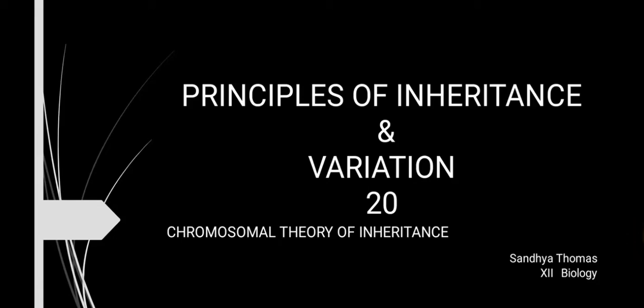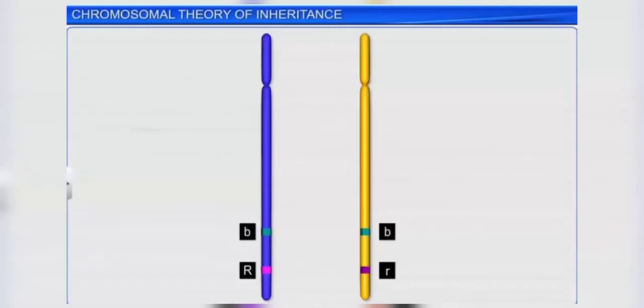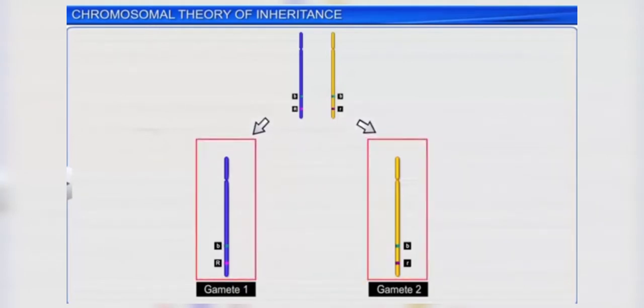Principles of Inheritance and Variation, Session 20. In this module, we will learn how there is a parallel behavior of chromosomes and genes. Also, both genes and chromosomes segregate during the process of gamete formation, and only one of each pair is passed on to a gamete.